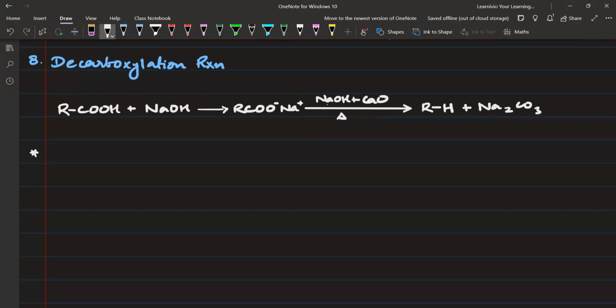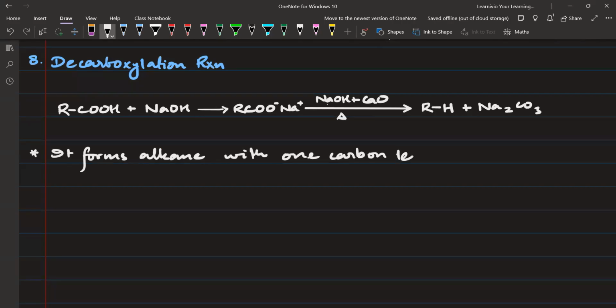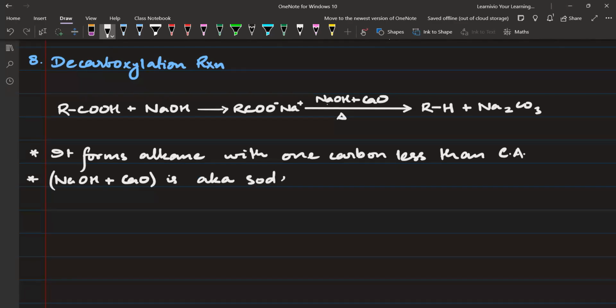Now in this case what happens? Please write with me. In decarboxylation reaction, it forms alkane with 1 carbon less than carboxylic acid. NaOH plus calcium oxide is also known as soda lime.